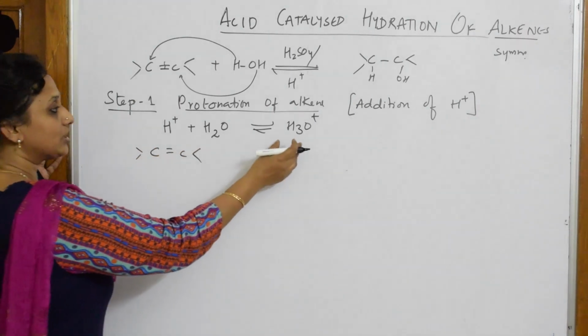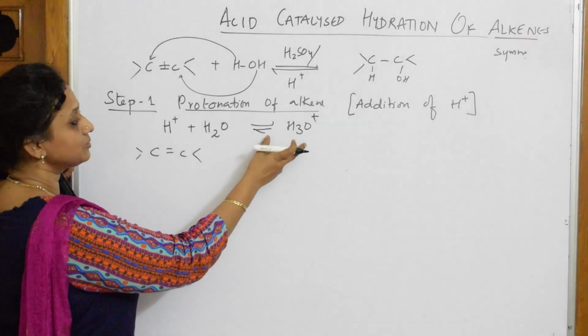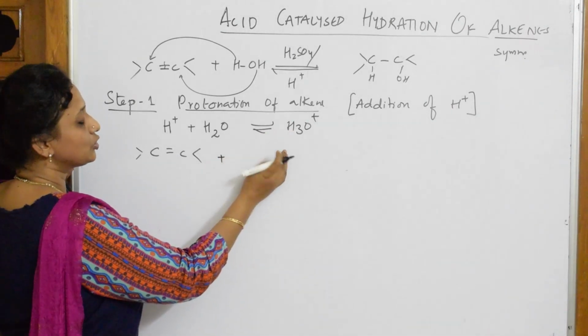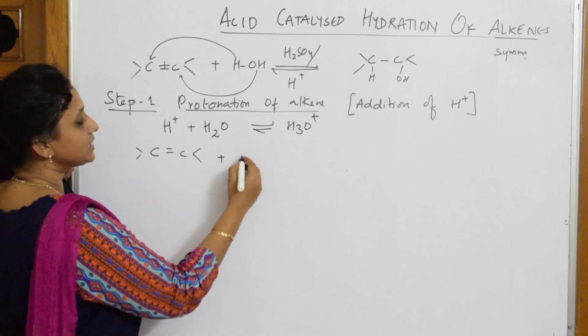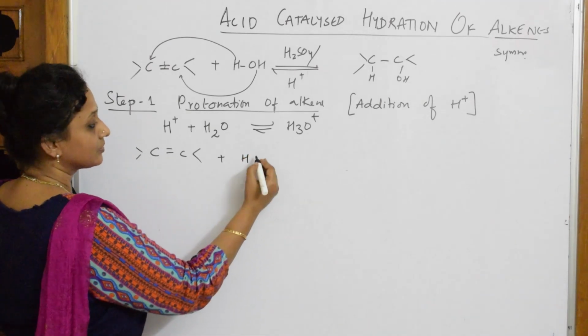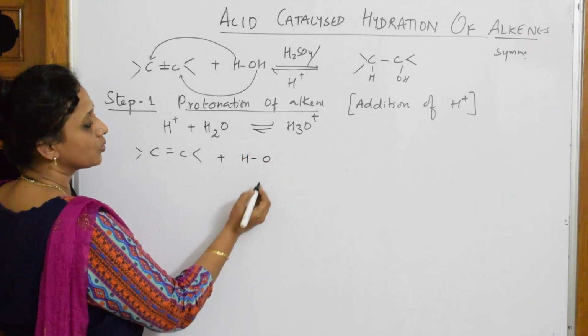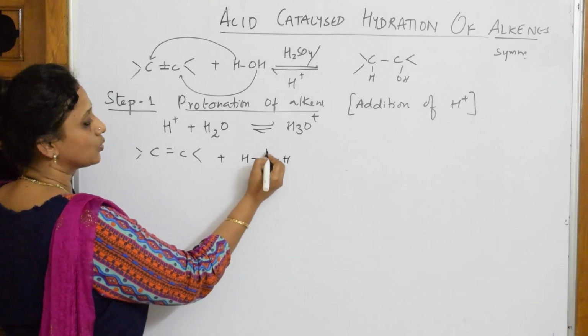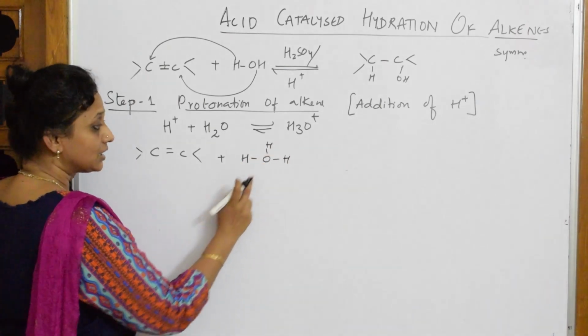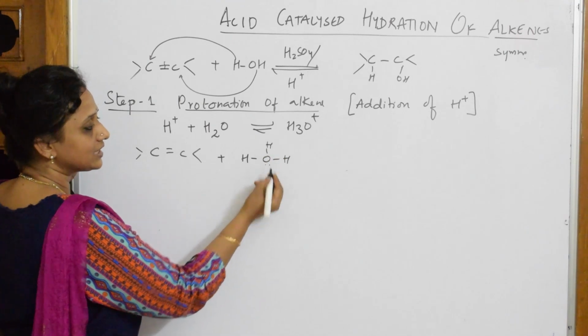Now you have H3O plus, right? For protonation, you pick up this H3O plus. So how am I writing H3O plus? H, O, H and O, isn't it? H3O plus. Now 1, 2, 3, 4, 5, 6, 7, 8.